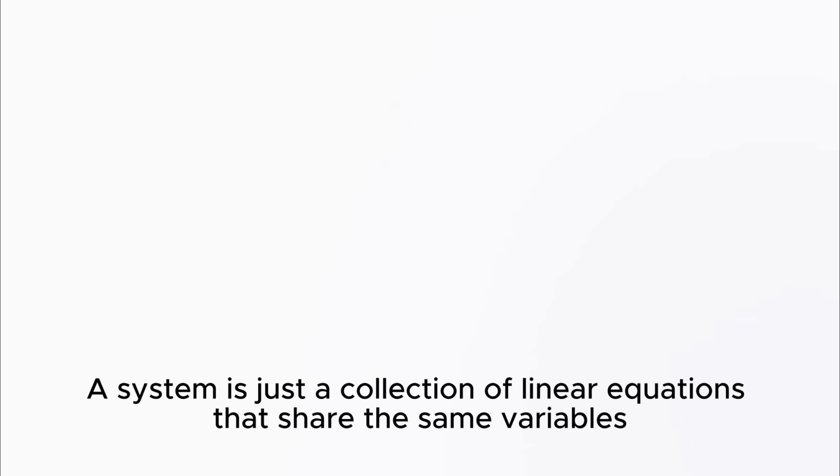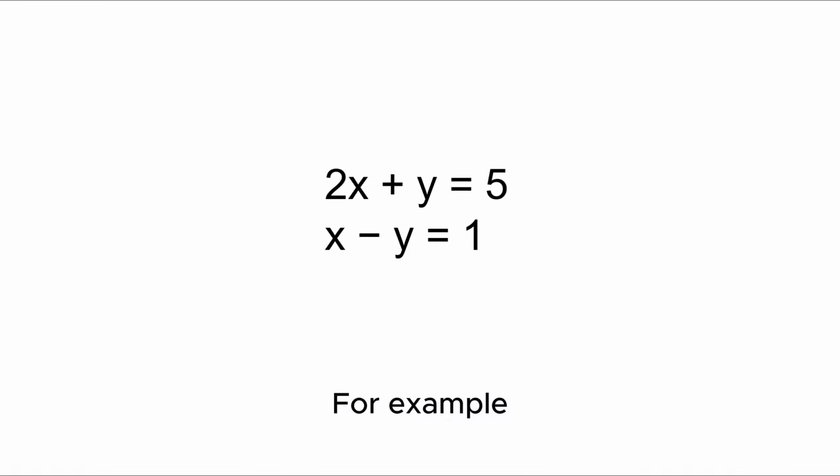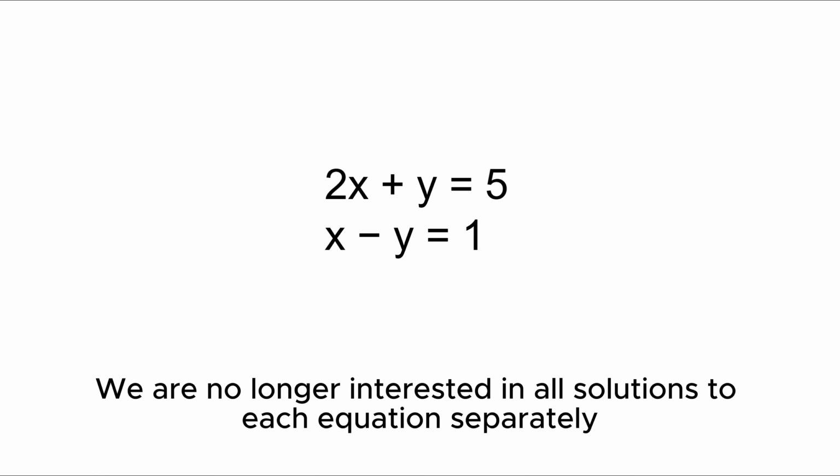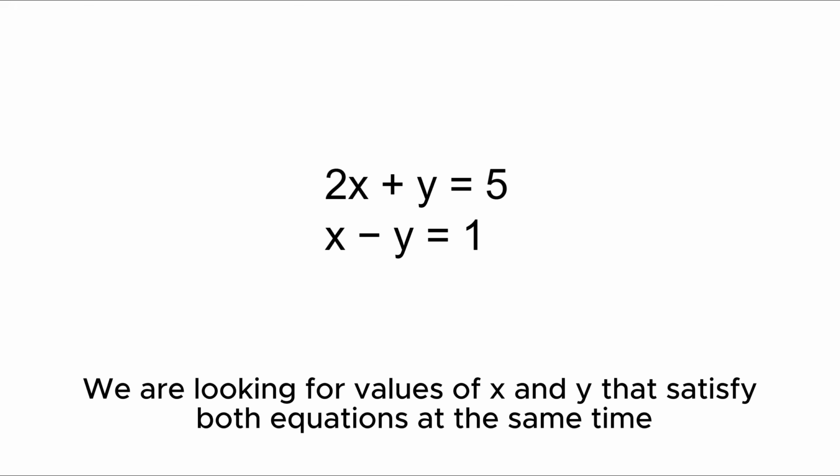Now let us consider systems of linear equations. A system is just a collection of linear equations that share the same variables. For example, 2x plus y equals 5 and x minus y equals 1. This is a system of two equations in two variables. We are no longer interested in all solutions to each equation separately. We are looking for values of x and y that satisfy both equations at the same time.